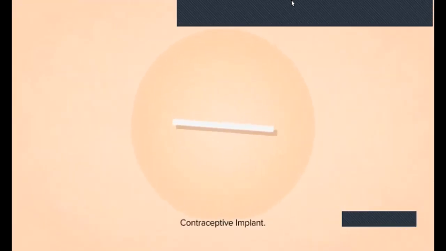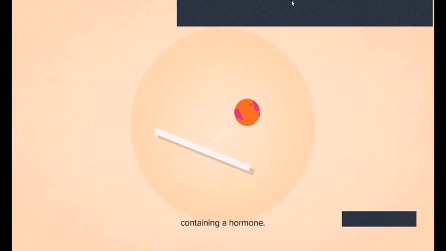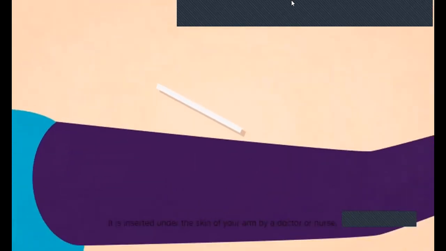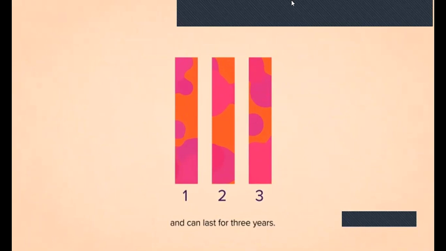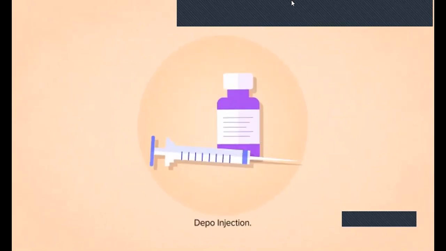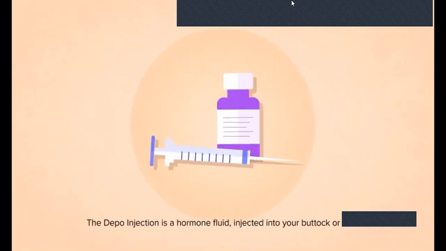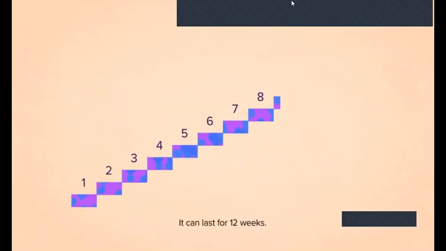Contraceptive implant. The contraceptive implant is a small soft plastic stick containing a hormone. It is inserted under the skin of your arm by a doctor or nurse and can last for 3 years. Your fertility will quickly return when you remove the implant. Depot injection. The depot injection is a hormone fluid injected into your buttock or arm. It can last for 12 weeks.